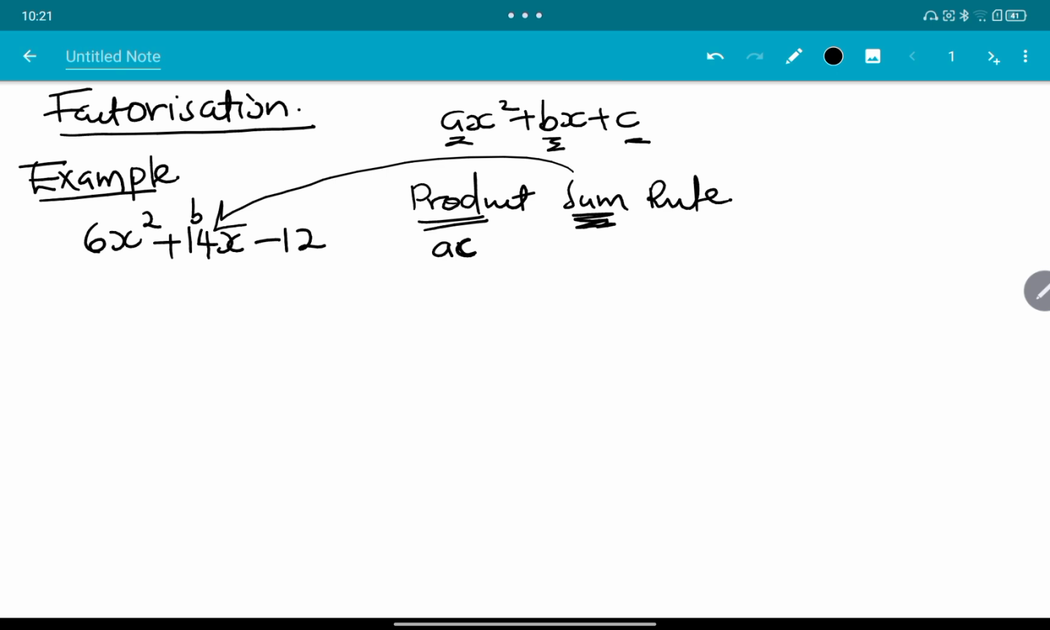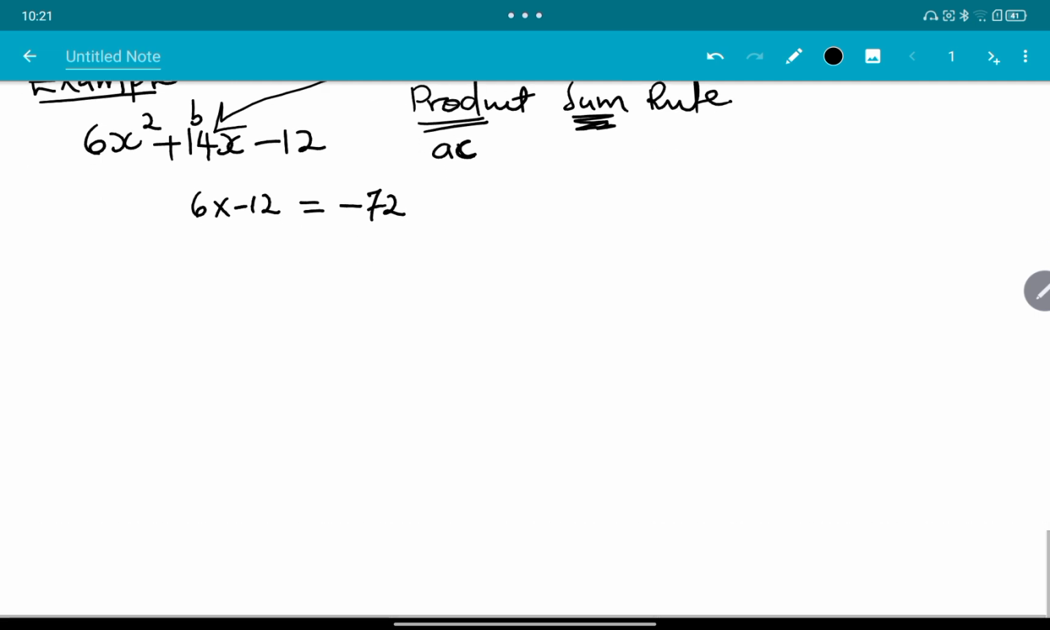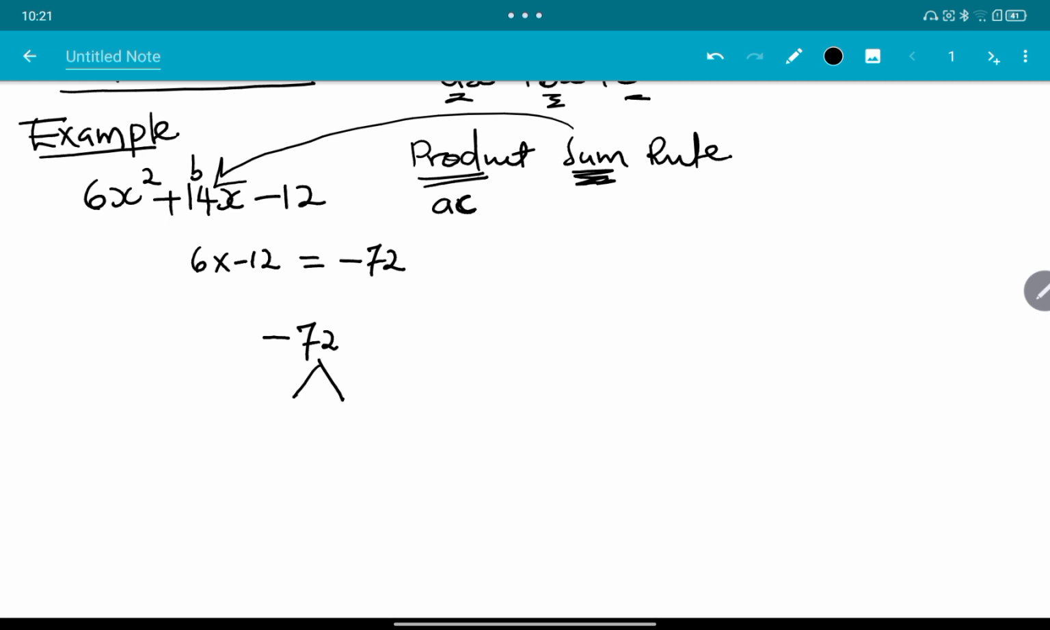So if I take AC, in this case it is 6 times negative 12. 6 times negative 12, you get negative 72. So coming to negative 72, I look for the factors of negative 72 that, when added, can give me 14. I have several factors of 72, like 36 and 2, but no matter what I do to them, I can't get 14. The other factor I can have is 9 and 8. No matter what I do to them, I can't get 14. Then I still have another factor, 18 and 4.